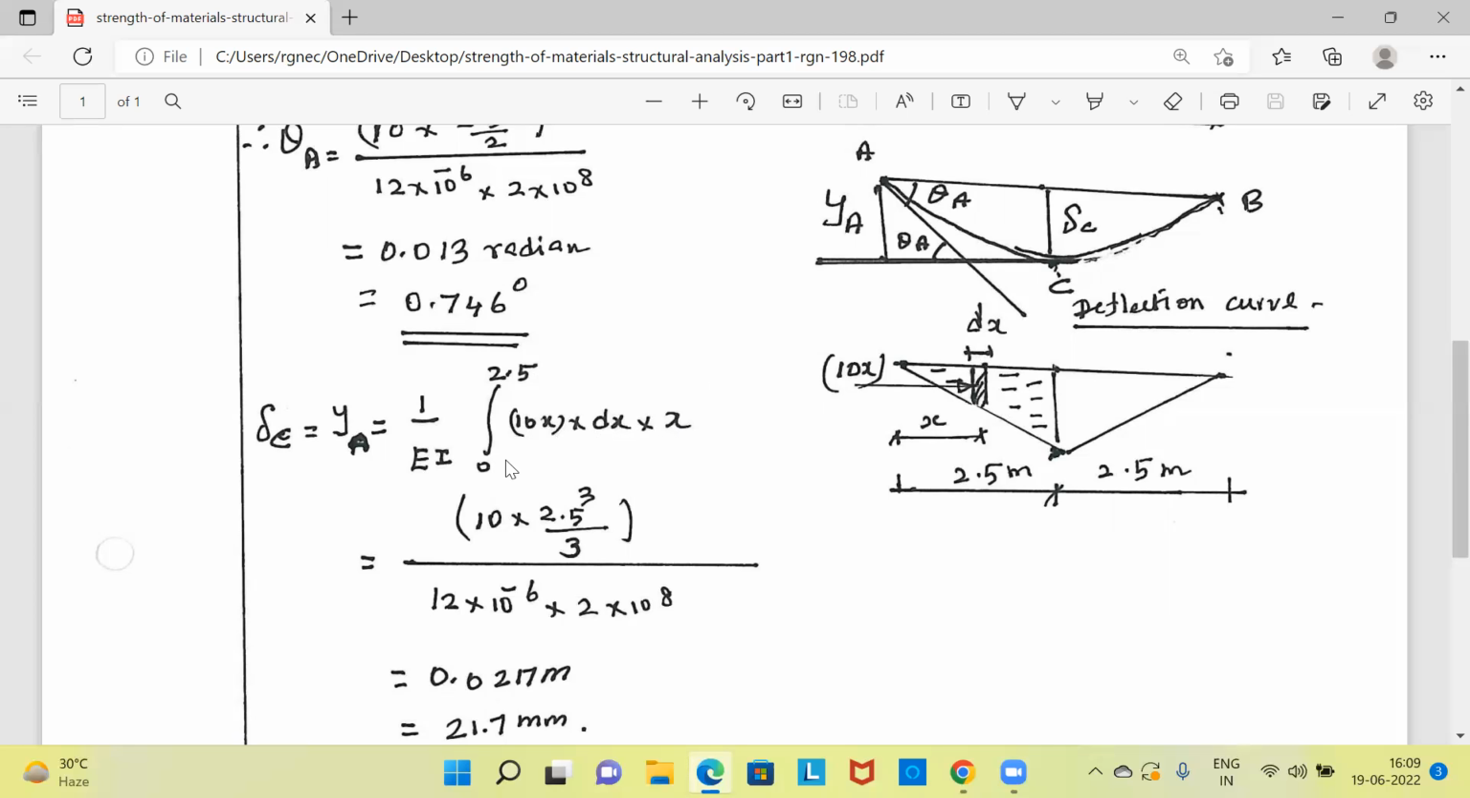The limits are A and C. So the lower limit is 0, upper limit is 2.5. And after simplification, we get this term. We have to substitute the values of E and I, and we get 0.0217 meter, which is equal to 21.7 millimeter.